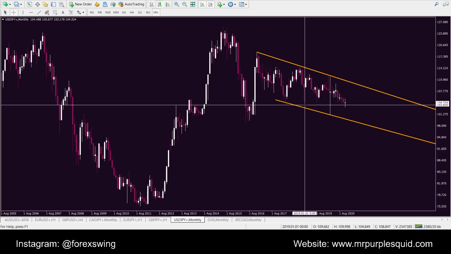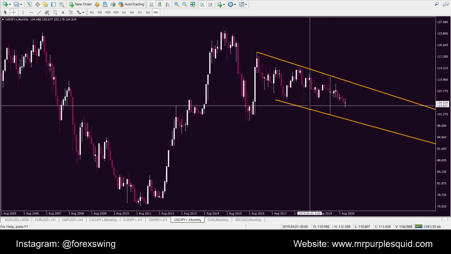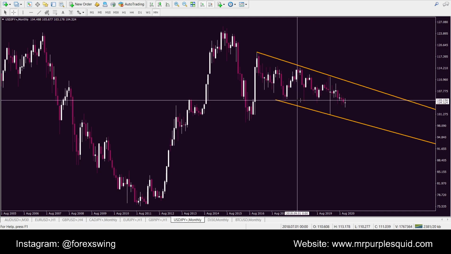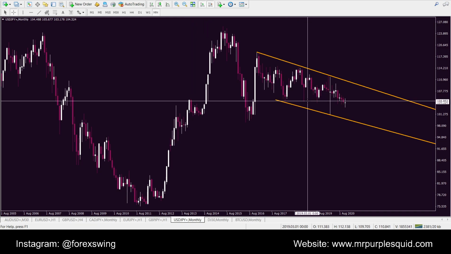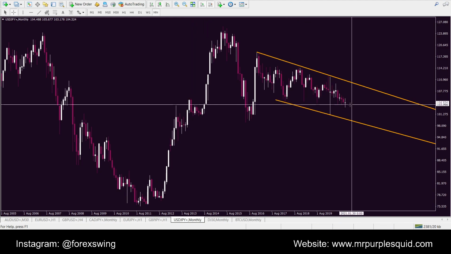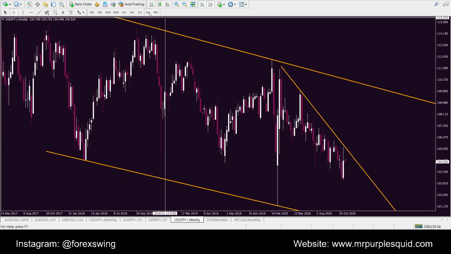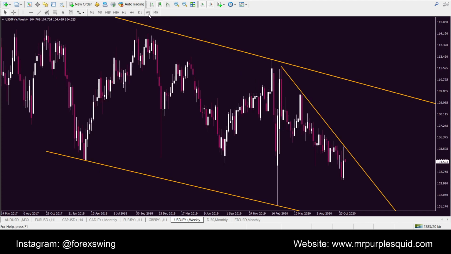So anyway, let's go. We have price in this descending channel. Price hovering right about strong support. So we have over here support here, support here, support here, support here, and support here. And usually for me, I would actually be looking for buys, but this is a monthly. We have to look at the lower time frame.